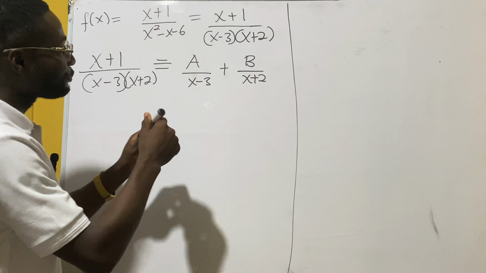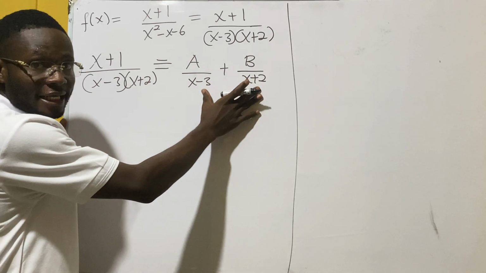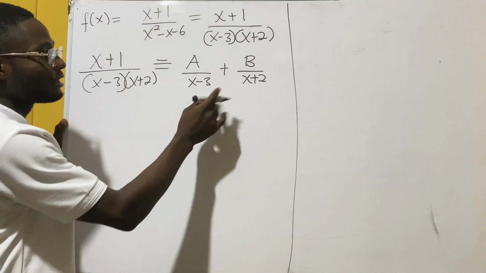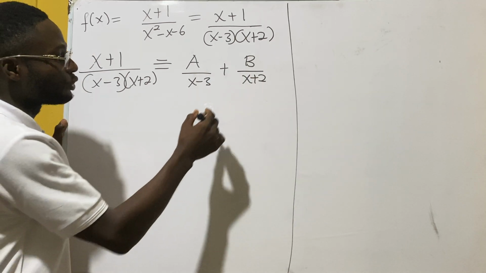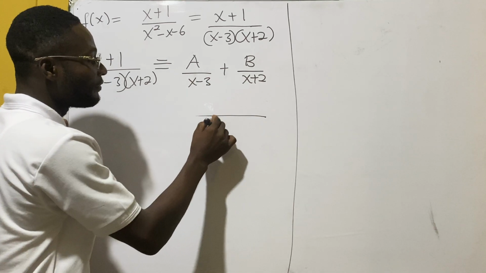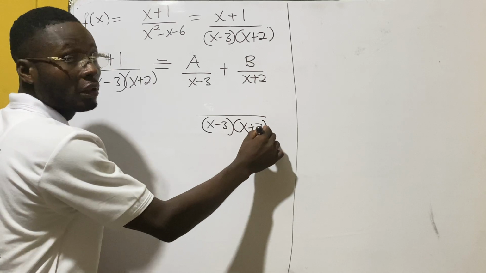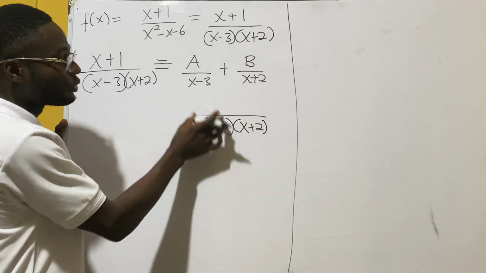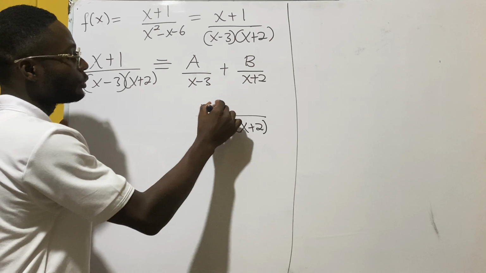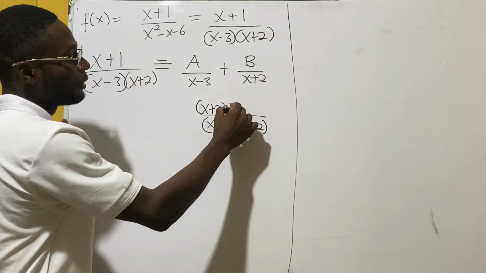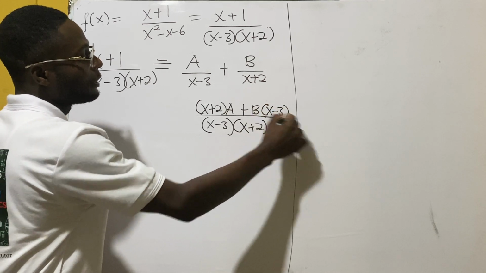So from here, we can say that when you find the LCM for this, you can see that x minus 3 and x plus 2 will be the LCM. So when you do that, you are going to have x minus 3, x plus 2. Right? So from here, you can see that this goes off, and then we have x plus 2 here. So A into x plus 2, plus B into x minus 3, right?